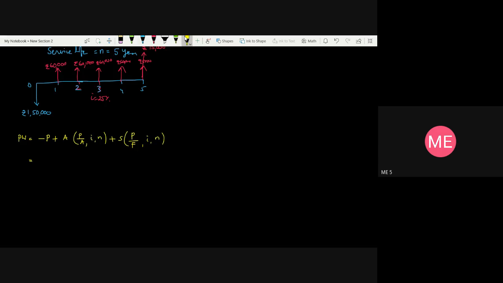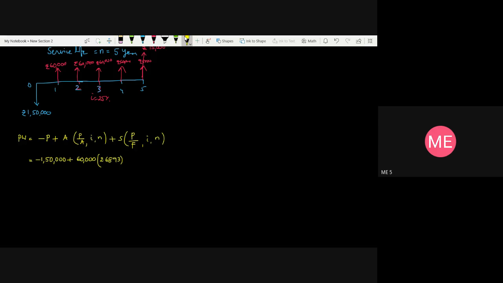So I can use this: minus P is nothing but minus of 1,50,000. Then P by A, if you use the formula from the interest tables for 25%, N is equal to 5 years, right? So plus A is 60,000 into P by A. So P by A is going to be, for 5 years, 2.6893.